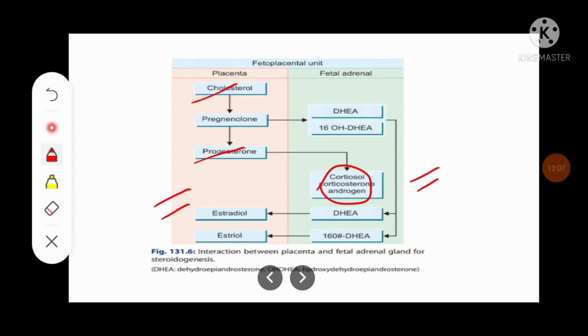Sometimes the placenta will not be able to produce estradiol and estriol, which are produced in the fetal adrenal tissue utilizing the pregnenolone, which diffuses to the adrenal cortex. Then, with the help of dehydroepiandrosterone, the placental tissue produces estradiol and estriol. This interaction between the placenta and the fetal adrenal gland for steroidogenesis is called the fetoplacental unit.